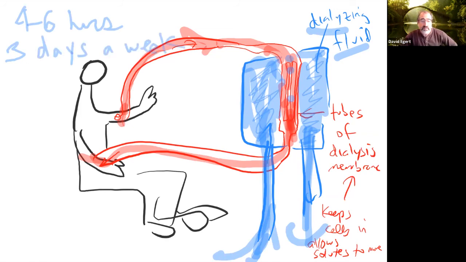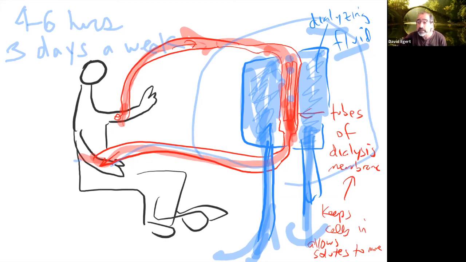So this is kind of your classic kidney dialysis. You're sitting there for 4 to 6 hours, 3 days a week, and your blood is going out of your body into this machine where it can equilibrate with the concentrations of the solutes in the dialyzing fluid and get returned into your body.